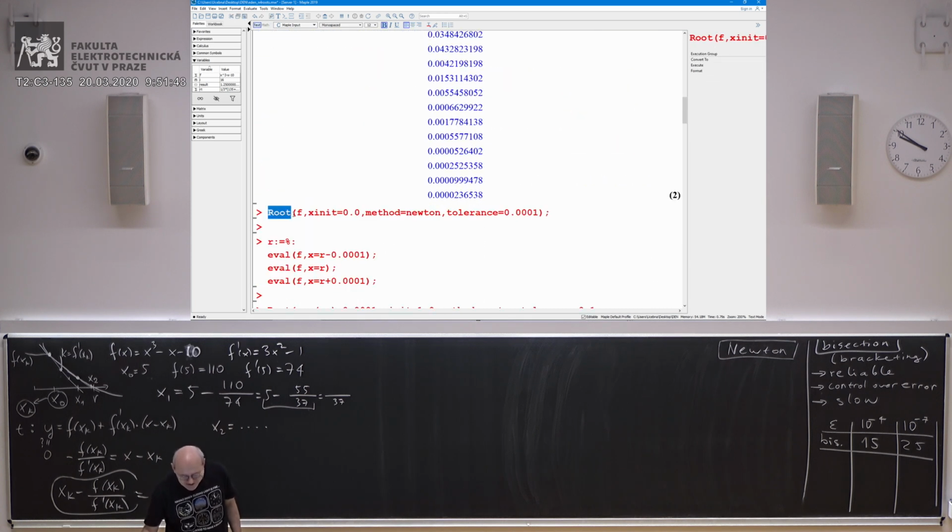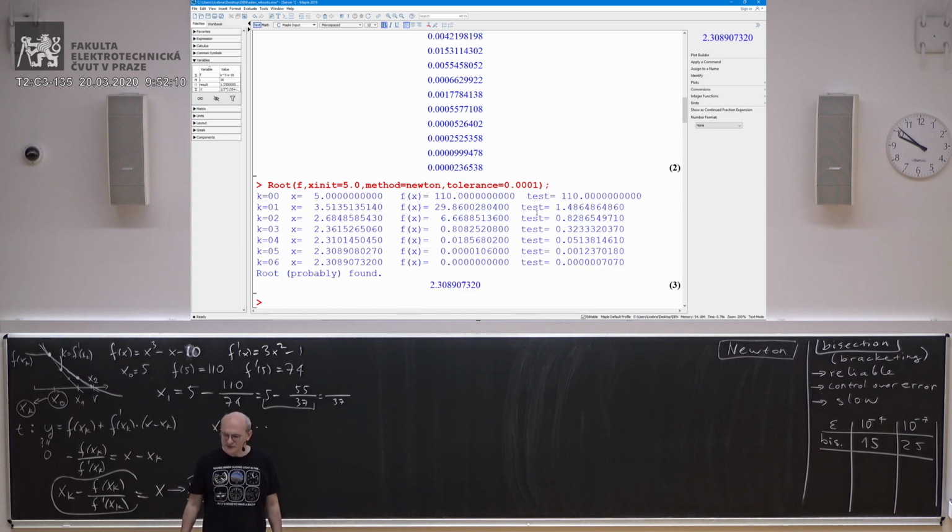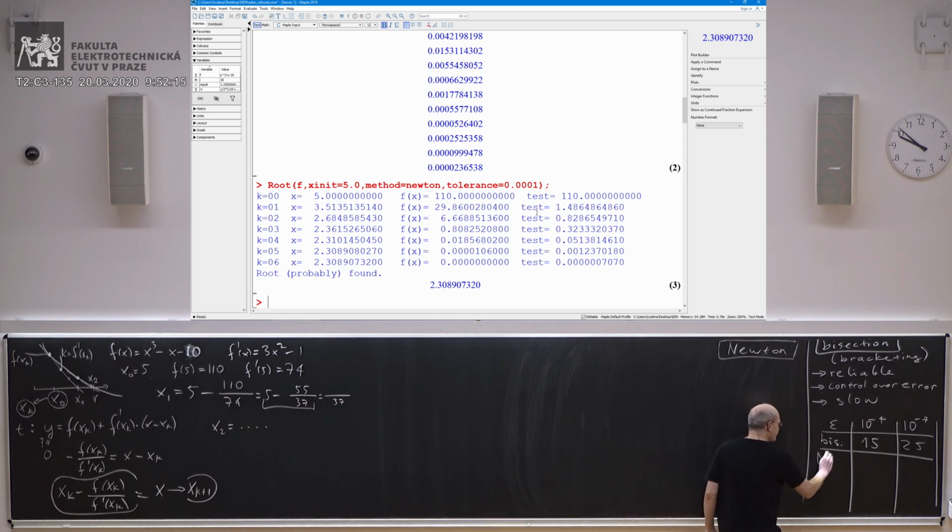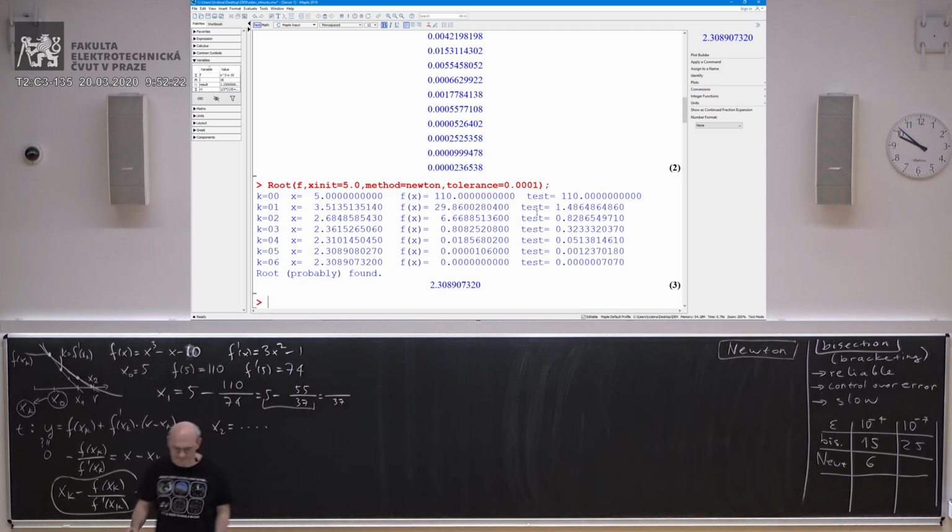So here's the code. I'm asking for the root of our function f. I'm starting at 0 for some reason. I started here at 5. Let's start at 5. And I'm using the Newton method, and the tolerance is 10 to negative 4, just like I did before with the bisection method. Let's fire it up. Wow, just 6 iterations. That was nice. That was very nice.